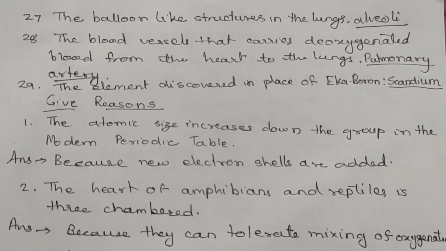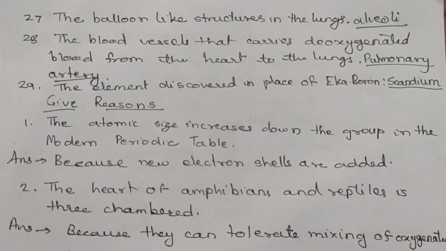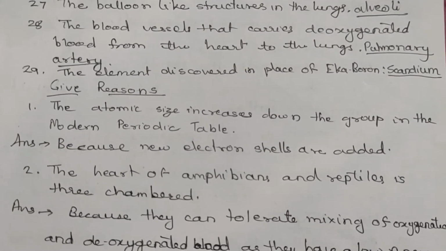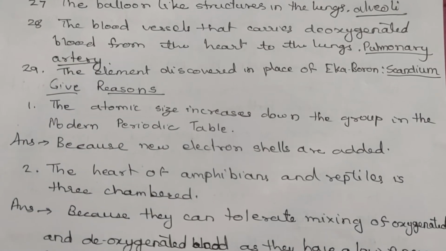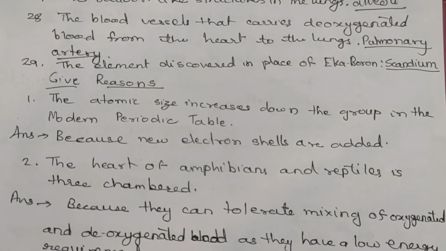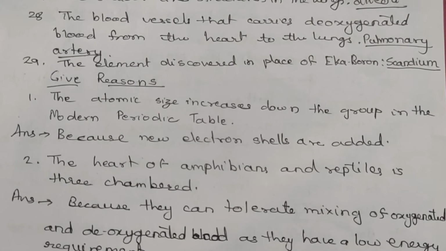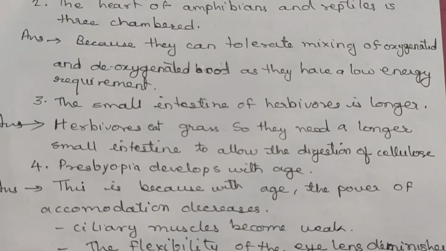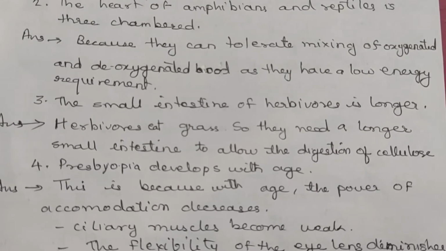Next question is give reason. The atomic size increases down the group in the modern periodic table because new electron shells are added. The heart of amphibians and reptiles is three-chambered. Give reason. Because they can tolerate mixing of oxygenated and deoxygenated blood as they have a low energy requirement.